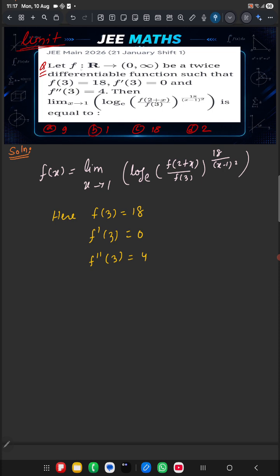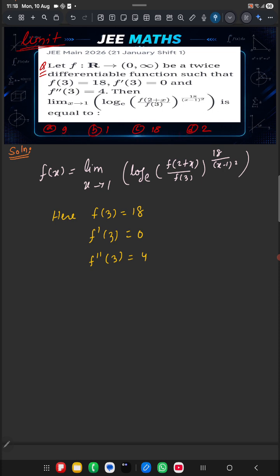Question is, let f be a function from real numbers to (0, infinity), meaning positive real numbers, and a twice differentiable function, meaning you can differentiate it twice, such that f(3) is 18, f'(3) is 0, and f''(3) is 4. Then limit x tends to 1 of log base e of [(f(2+x)/f(3)) raised to the power 18/(x-1)^2] is equal to, these are the options you have to select.